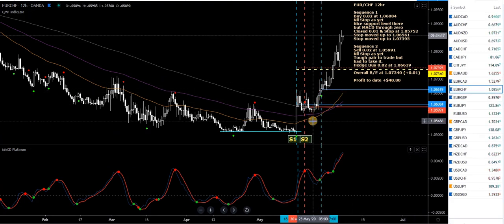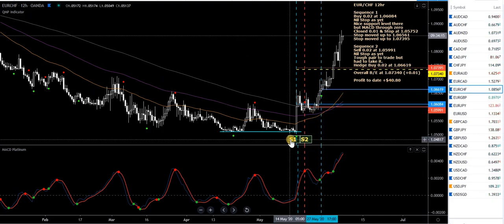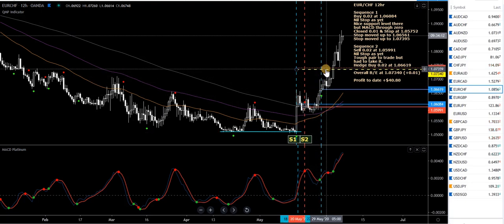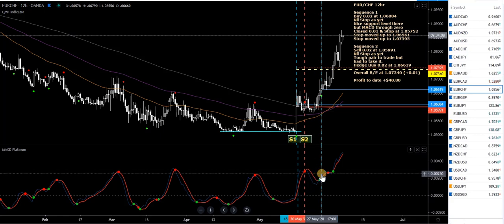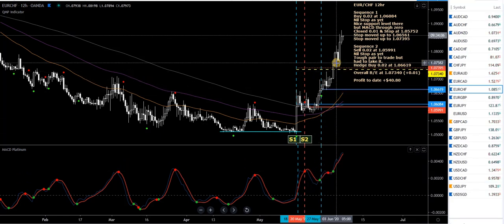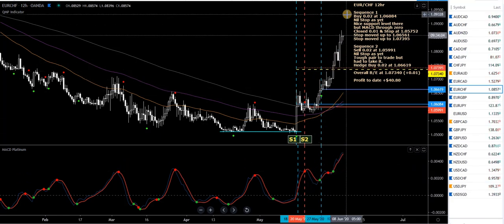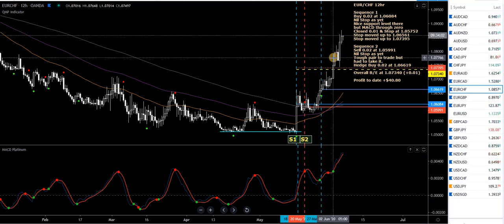Euro Swiss, lost my voice. There's a buy here with a stop in place up here. Then I start a sequence 2, which is a sell here, hedge buy, not going my way. The euro's going up and up and up.